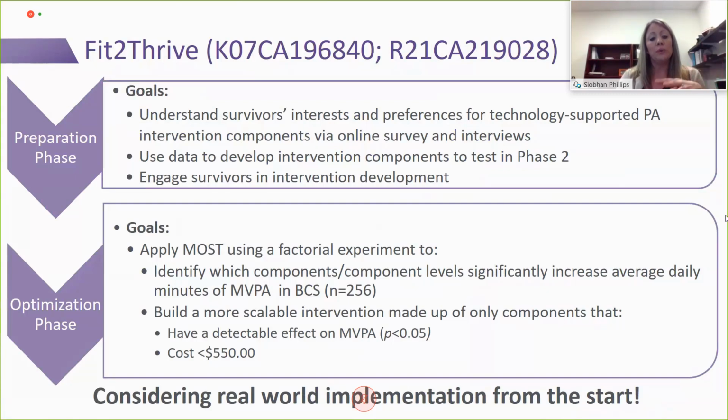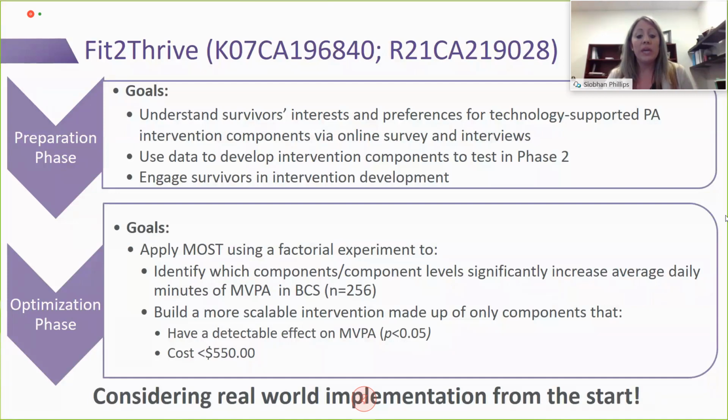And then phase 2, the goal was to apply MOST using a factorial experiment to identify which components or component levels significantly increase average daily minutes of moderate and vigorous physical activity, and then to hopefully build a more scalable intervention made up of only components that have a detectable effect on moderate and vigorous physical activity and cost less than $550. And we decided on that because that's kind of the average of what's covered by cardiac rehab and the DPM.